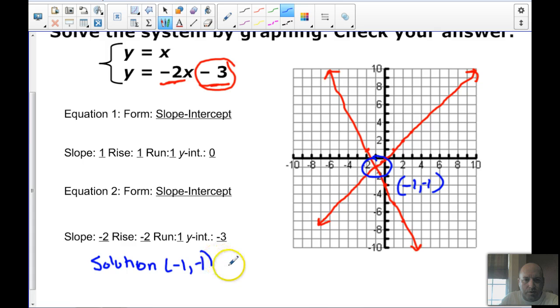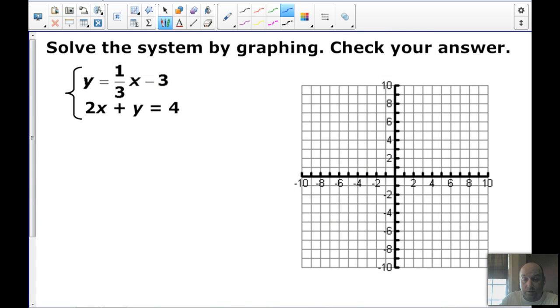That's the solution to the system, because I'm looking for the intersecting point, since that's the point that's going to satisfy both equations. To check your answer, you plug -1 in for x here and you get -1 for y. If I plug -1 in for x here, I get -2 times -1 minus 3, and I want that to equal -1. What I get is +2 minus 3, which equals -1, so that works. So this is the correct solution.